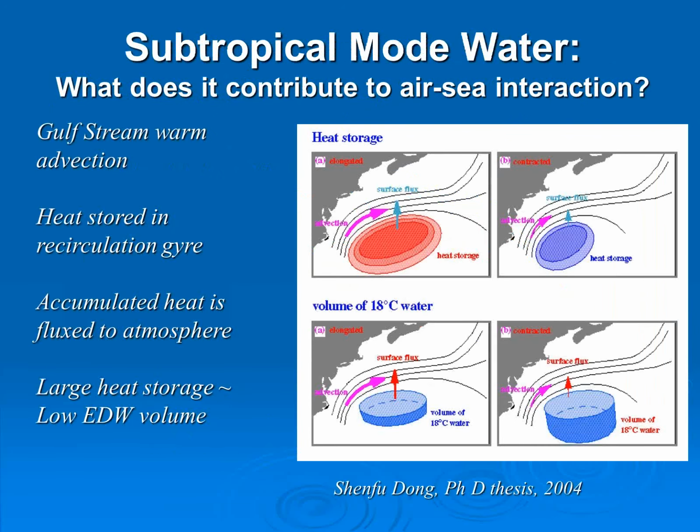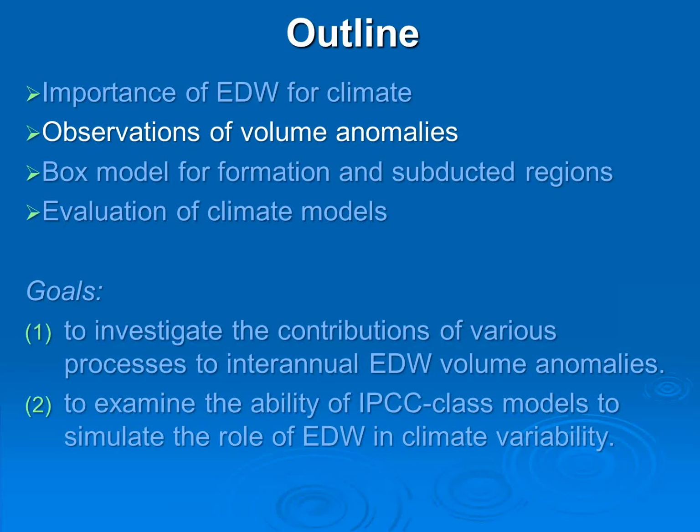Previous work also found that the 18-degree water has a negative correlation with heat stored in the ocean. Basically, the EDW is a specific heat reservoir. If you have more 18-degree water, it indicates you have less heat stored in the ocean, and if you have less 18-degree water, you have more heat in the ocean. Therefore, it's important to understand the processes that contribute to the EDW variability. So now I'm going to show you the observed interannual variations in EDW volume.